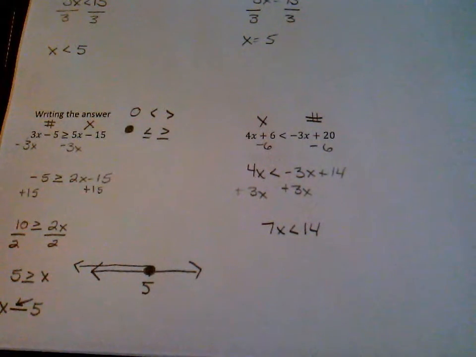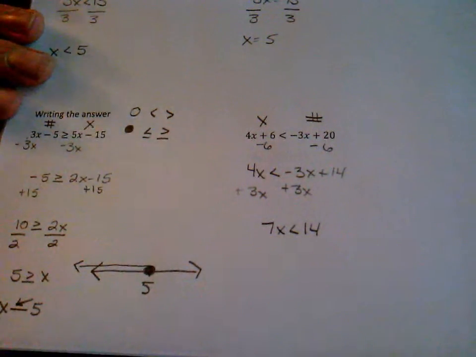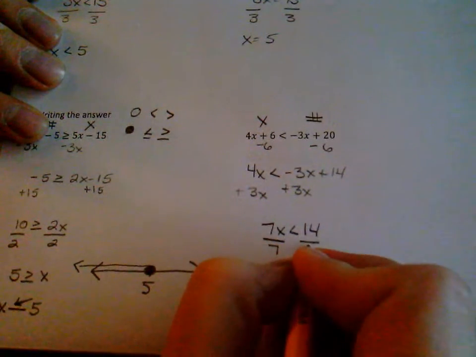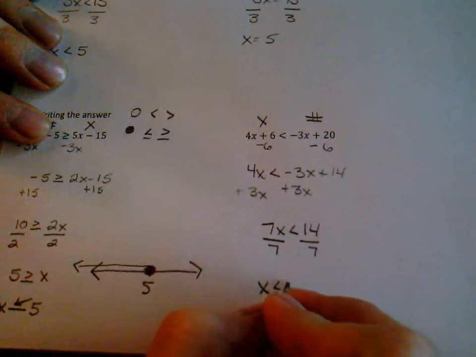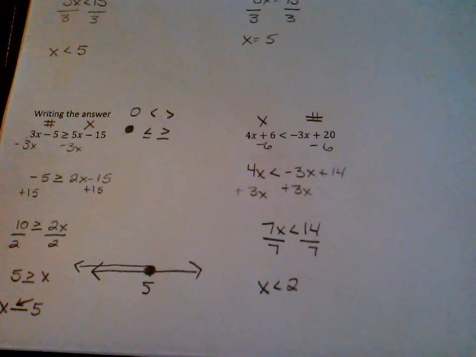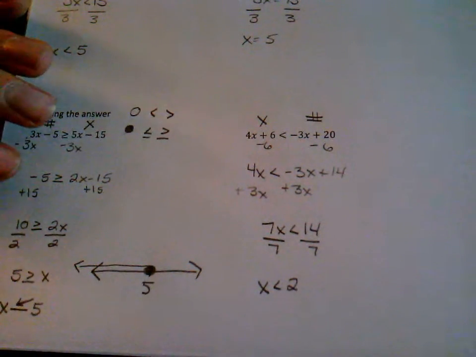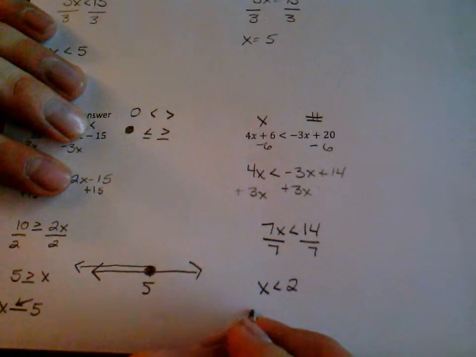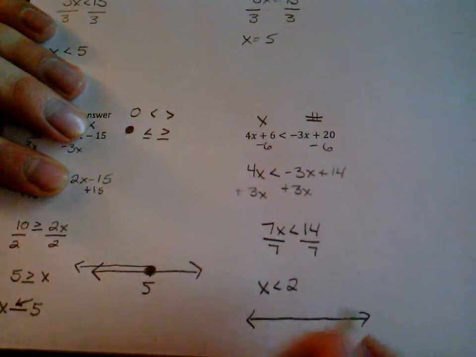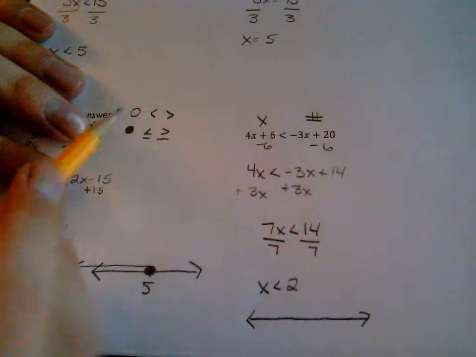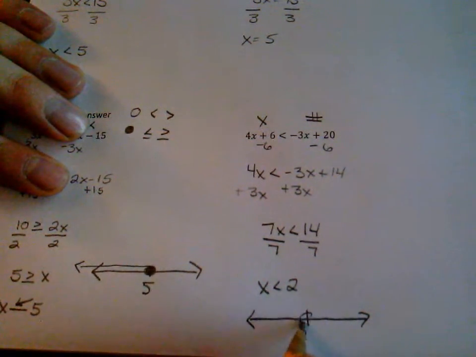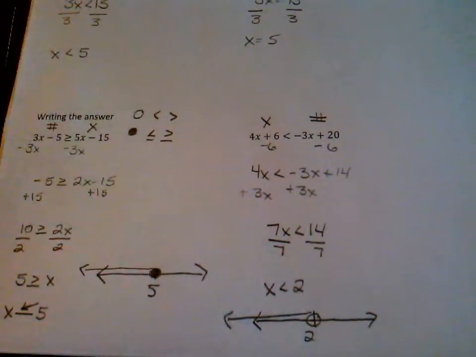Our last step, get rid of the 7. So we have to divide by 7, divide by 7. So x is less than 2. Once we've gotten that, we now have to make our number line. The x is on the left, so we can do our number line. There's no line under this, so that means it's going to be an open circle. So I'm going to write 2, open circle, and I'm going to draw it to the left because the arrow is showing it going to the left. So that means any number smaller than 2 will work for this.